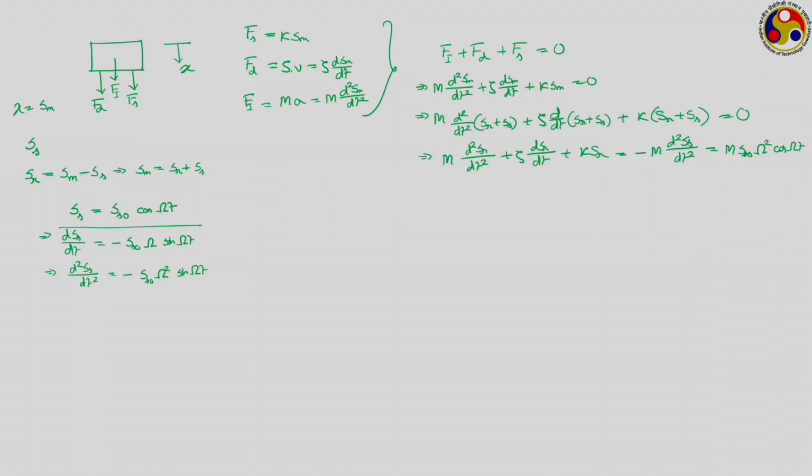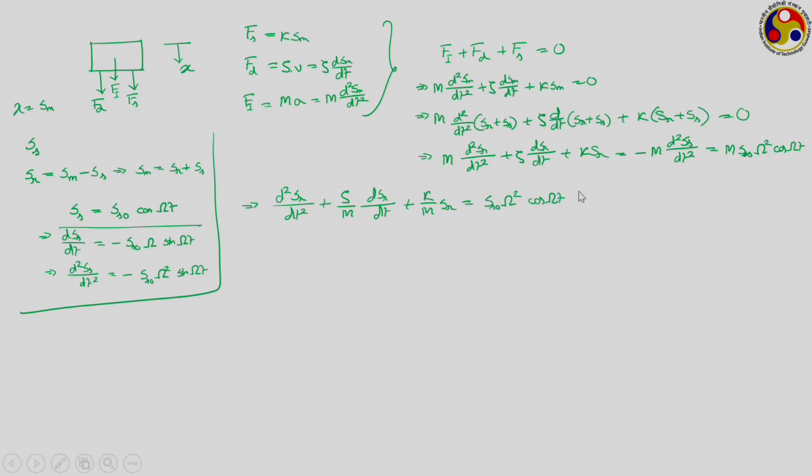Now, the solution for this one is quite standard, and I am sure you already know the solution for this particular system. To simplify this, let us divide this entire equation by capital M, so that we have d²s_R/dt² plus (c/M) ds_R/dt plus (k/M) s_R is equal to s_SO Ω² cos Ωt. So, it is a very standard second order ODE, which we can solve using any standard boundary condition.